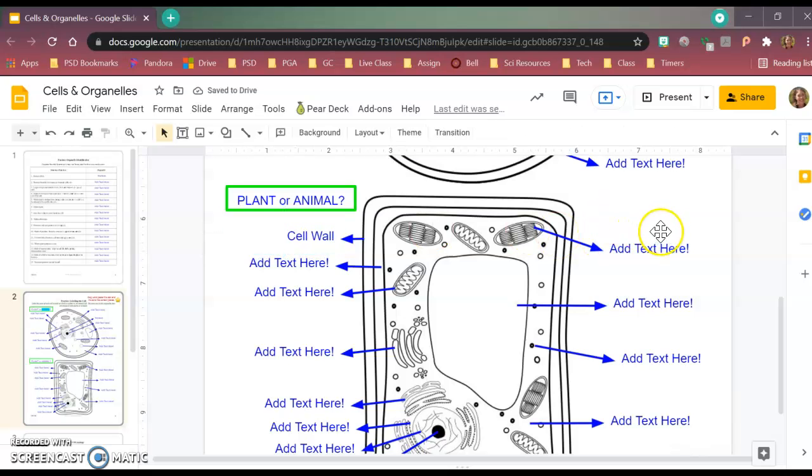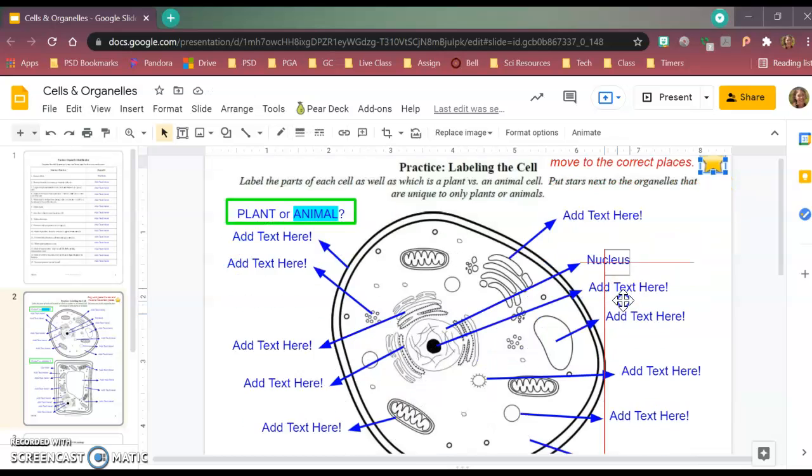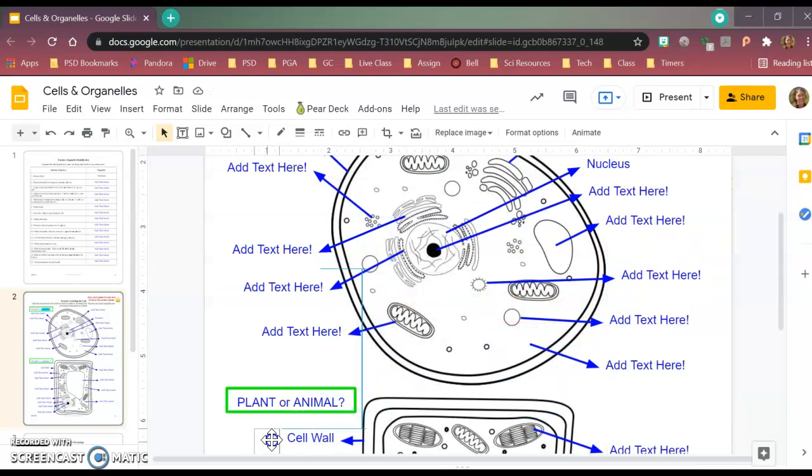And since I know animal cells don't have those, I'm going to grab a star and put it next to the cell wall. So that is your way of telling me you know that cell walls are only found in plant cells. A plant cell will have two things that an animal cell does not, and an animal cell will have two things that a plant cell does not.